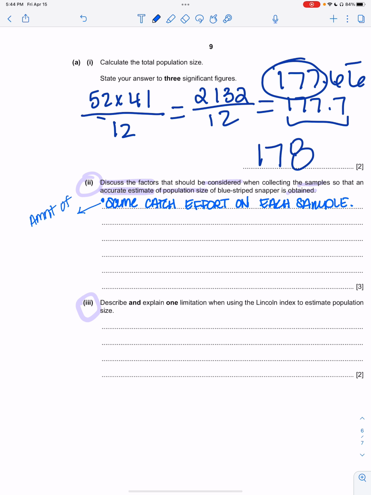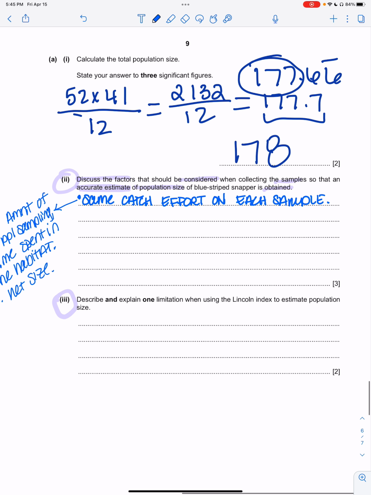So you want the amount of people sampling, the time you're spending in the habitat, the net size. Okay, location also needs to be considered. Sample at the same location on the reef.